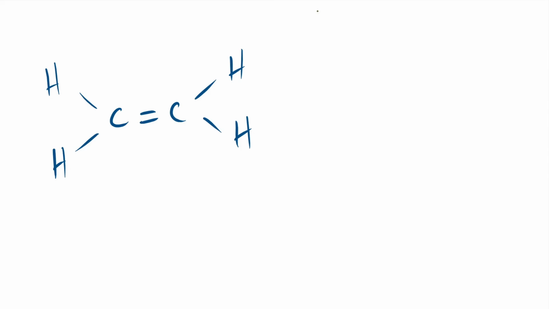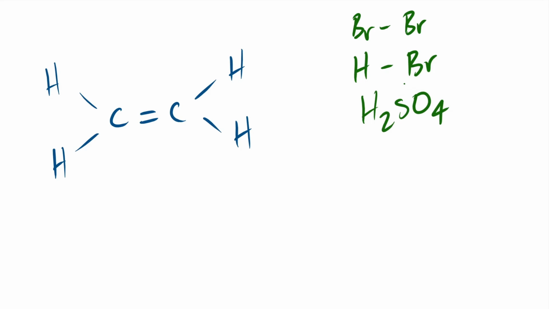Okay, you need to know diatomic halogens, so for example, Cl2, Br2, etc. It's going to look like this. You need to know a hydrogen halide, so for example, hydrogen bromide, hydrogen chloride. So let's draw it like this. And you also need to know sulfuric acid, H2SO4. Okay, so let's break down those one by one and see what's going on here.